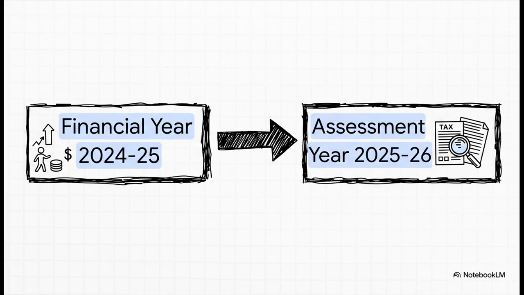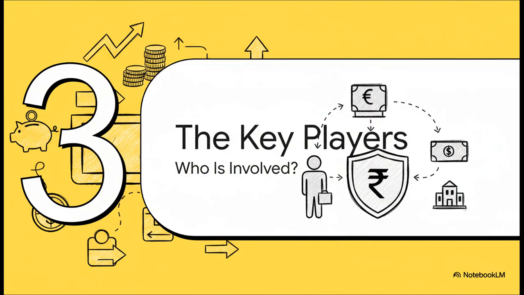Okay, let's make this real. If you earn income anytime between April 1st, 2024 and March 31st of 2025, that's the financial year 2024-25. So when is it taxed? In the next year. The assessment year for that income would be 2025-26. See how that works?